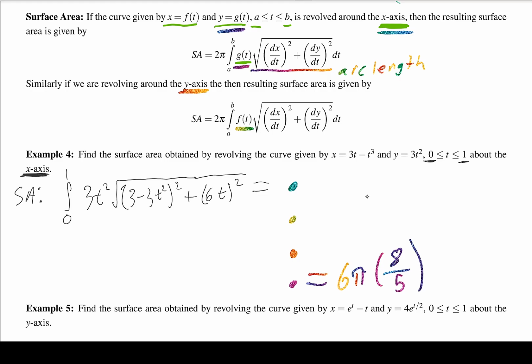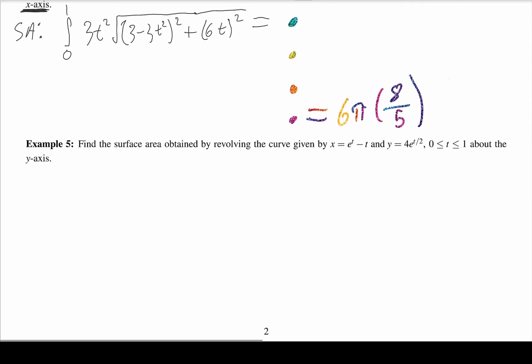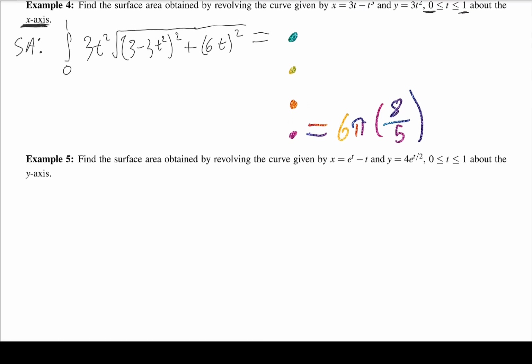Okay, now let's look at example 5. So for example 5, it's going to be very similar. The only thing we need to do here is just be careful about what axis we are revolving about. So I'm being asked to find surface area, so we'll have surface area is given by the integral. We use the bounds for our t values, so again we're going from 0 to 1. And then the next thing I need to look at is what axis am I revolving about. I'm revolving about the y-axis, that means I need to use my x function.